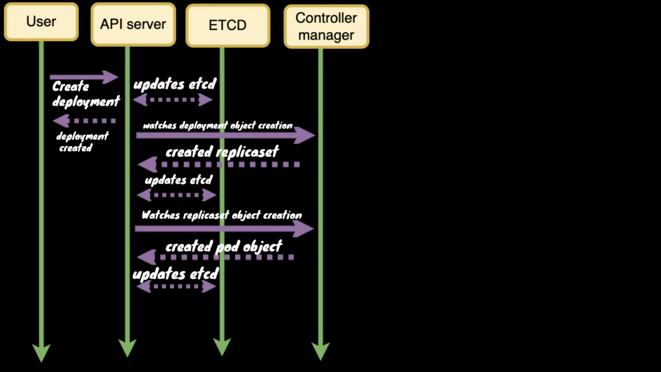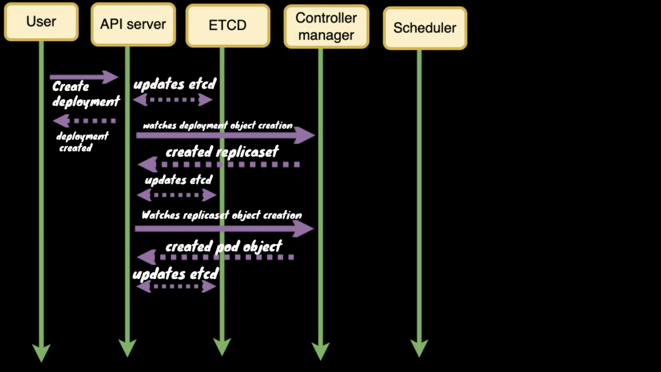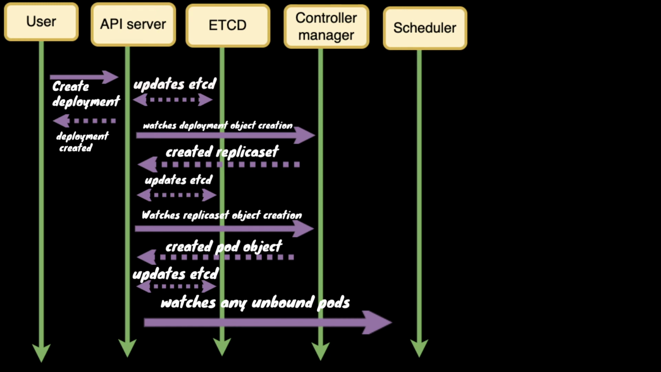Once the pod object has been created, the job of the replication controller is complete, and another request is made to the scheduler to find the appropriate node to deploy the pod. Let's talk a bit more about the scheduler and how it works.